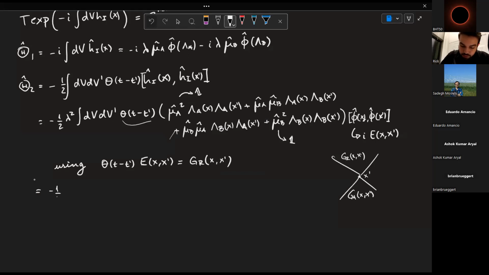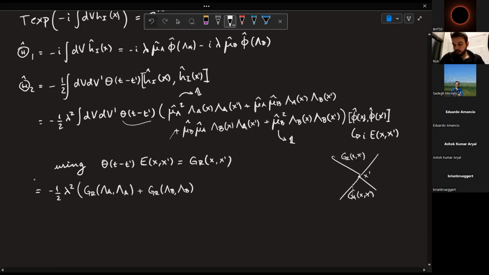And this will result in minus 1/2 lambda squared. And we're going to have 4 terms. All of these terms will be basically G_R evaluated at different lambda A's and lambda A, lambda B, lambda B, lambda A, all of these things, okay? So the first one will be just the retarded Green's function evaluated at lambda A, lambda A. And there's not even an operator here because the mu A squared is just an identity, right? I'm going to write the last term here, which is the retarded Green's function from lambda B to lambda B, which is also proportional to the identity because mu B squared is just itself.